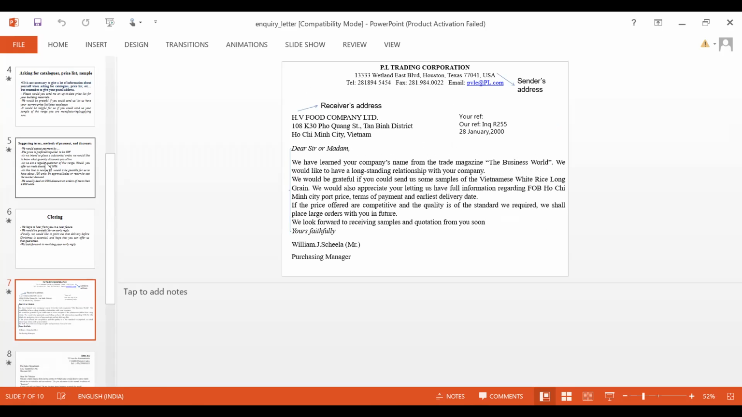This is a sample of an inquiry letter. You don't have to write addresses in exam. It is not compulsory to write addresses in exam. It would be fine if you write it, but it is not compulsory. You can read from this. The letter starts with Dear Sir or Ma'am.